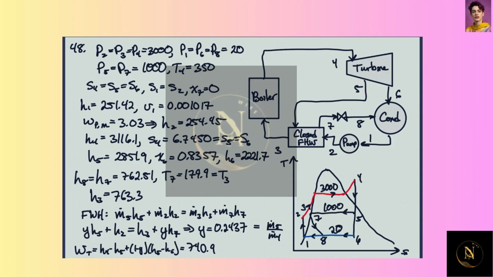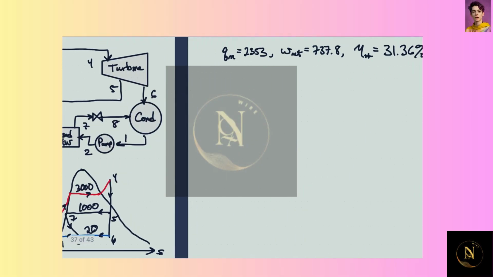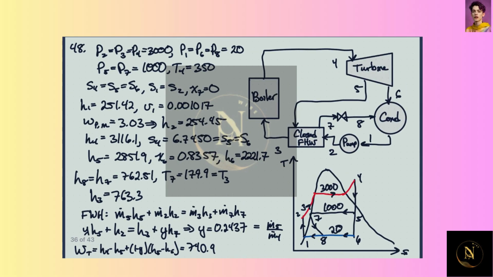Now we can get the work from the turbine. So the work in the first stage here, going from here to here, and then the work after we bled some off. So again, we have to reduce the amount of steam that is going through there. So the specific work of the turbine is about 741 kilojoules per kilogram.